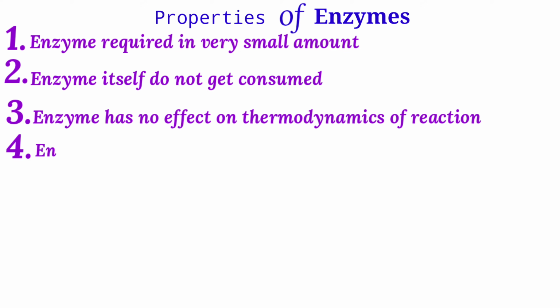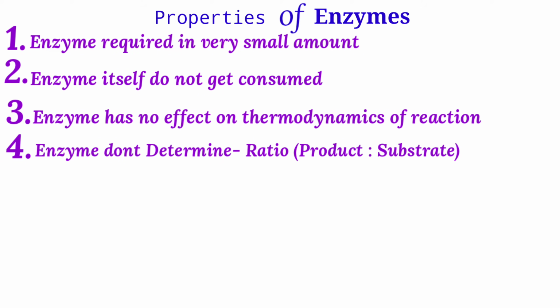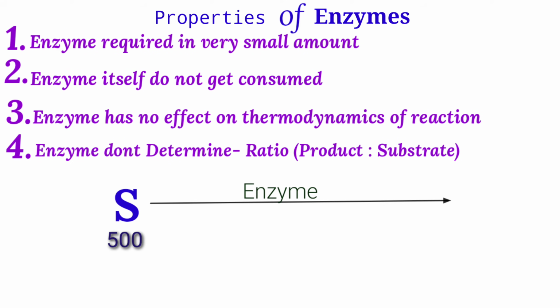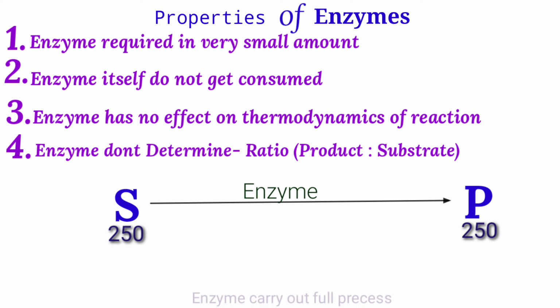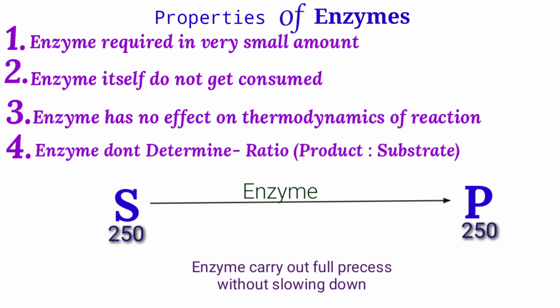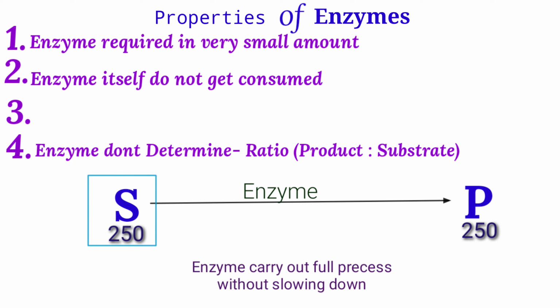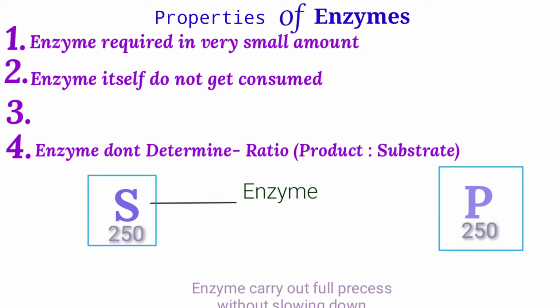The fourth property is that the enzyme does not determine the ratio of substrate to product. What does it mean? For example, consider the substrate is 500 in number. If you treat them with the enzyme, product formation will take place. At a certain time, out of the 500 substrate, now 250 substrate and 250 products are remaining. The enzyme does not slow down the process of product formation. It just carries out and completely consumes the substrate into the product.